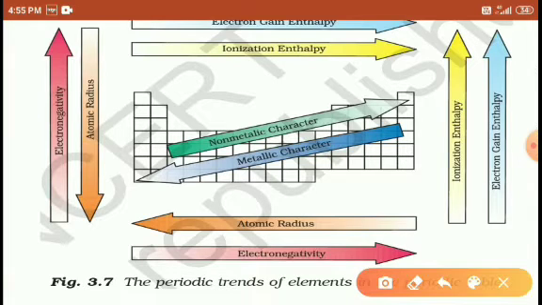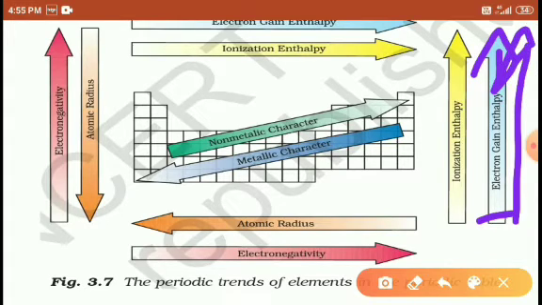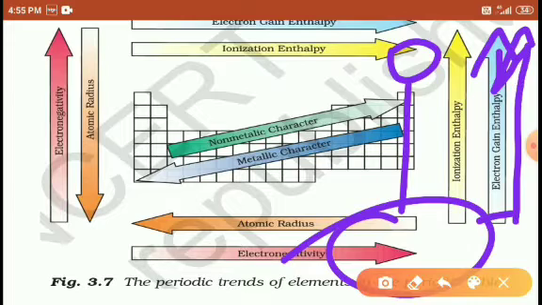So look here, students, this is the electron gain enthalpy. Electron gain enthalpy increases toward the top elements, because the top elements have small size and the bottom elements have very large size. So the top elements have higher electron gain enthalpy compared to the bottom elements. At the top, size is small and nuclear charge is high, students.